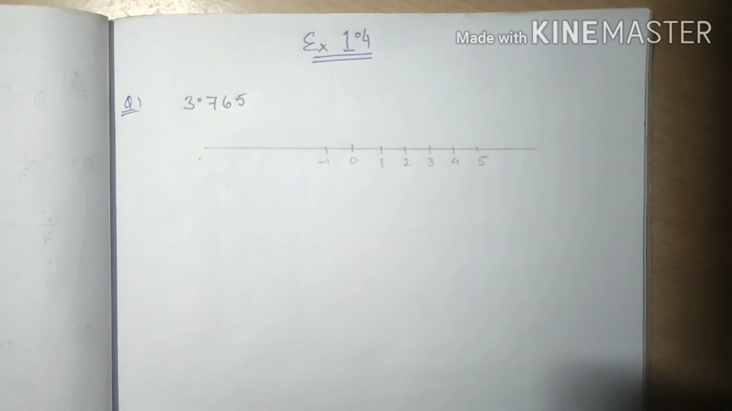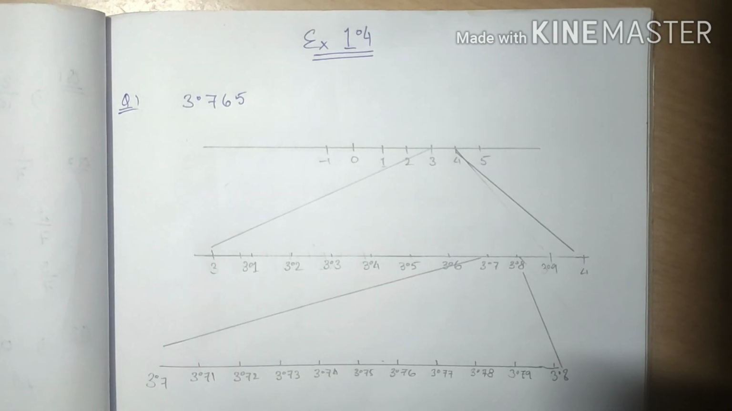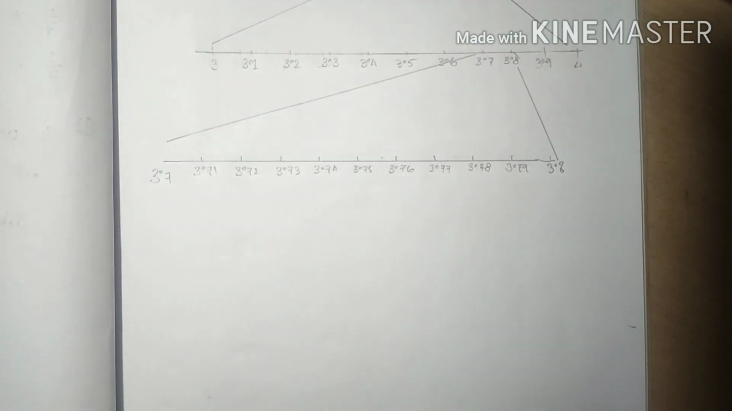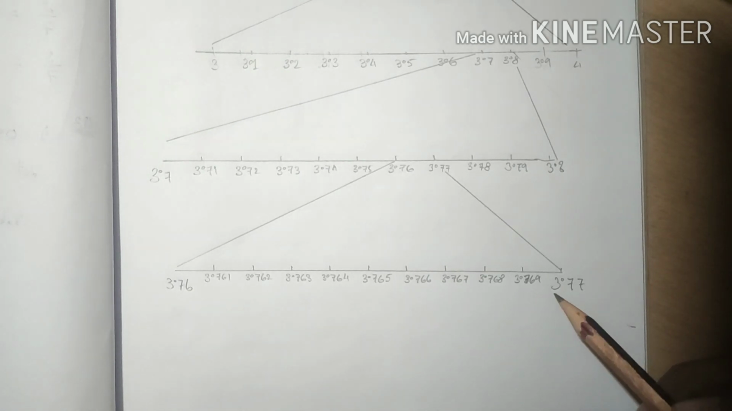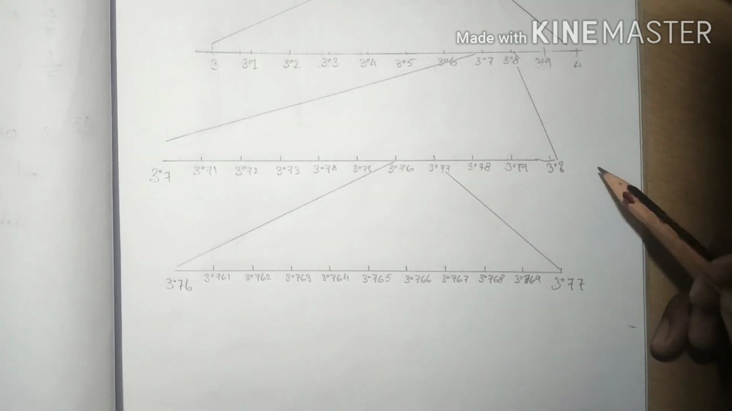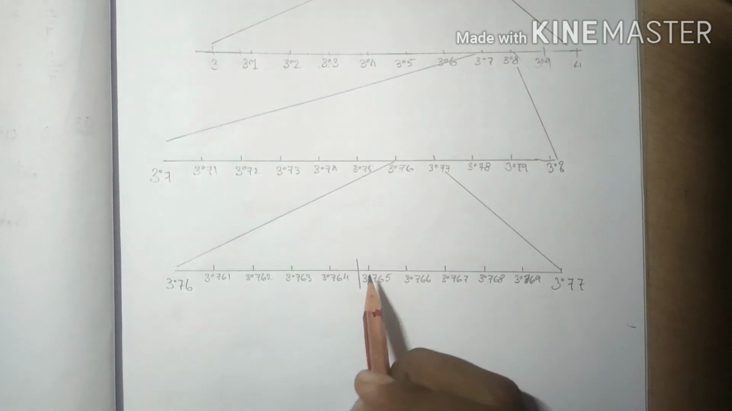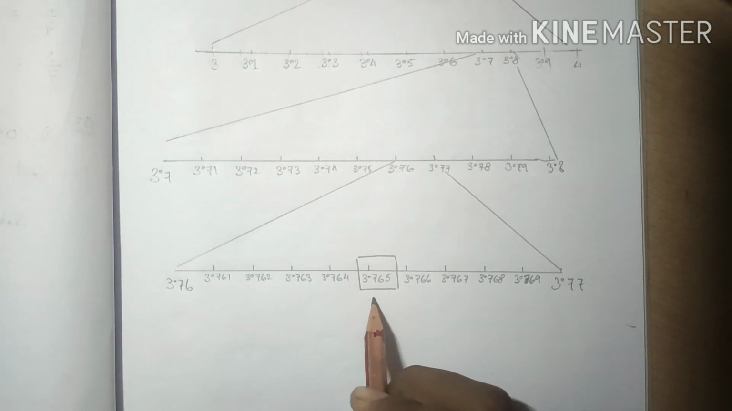Now we know that this number is lying between 3 and 4, so we will magnify 3 and 4 like this, and we know that the number lies before 3.8 like this. Now again we know that the number is lying between 3.76 and 3.77 like this. So after 3.769 it is 3.77 like that. After 3.79 it is 3.80, that is 3.8 only, and we need to mark the given number, that is 3.765. So this is 3.765. So this is our required answer.